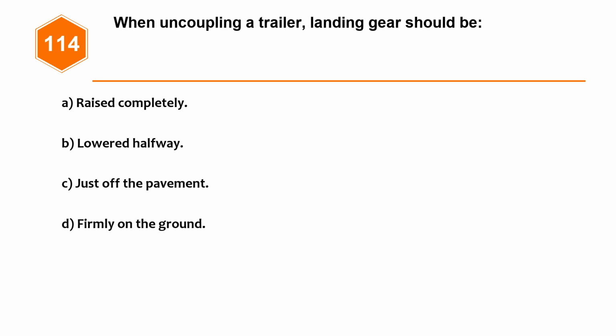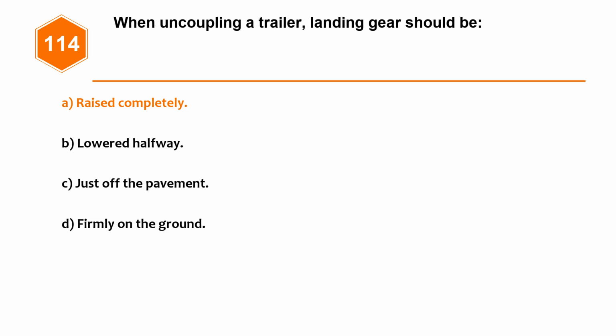Question 114. When uncoupling a trailer, landing gear should be: Option A, raised completely. Option B, lowered halfway. Option C, just off the pavement. Option D, firmly on the ground.